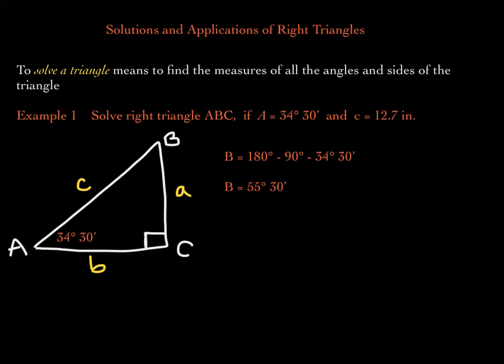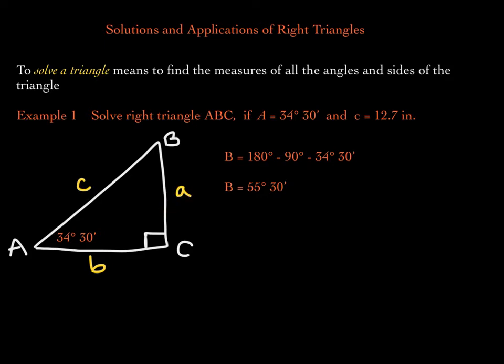So one of the angles is 90 degrees. They told us that when they told us it was a right triangle. They gave us angle A, and now we know angle B. All right, so we need the side lengths. We know the hypotenuse is 12.7 inches, right? That was given. We need the side lengths. So I'm going to use the given angle and the given side, which is the hypotenuse, to find both A and B. I'll go for A first, I don't know, just because.